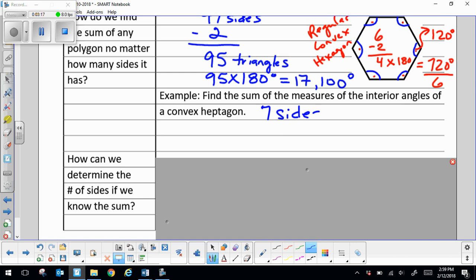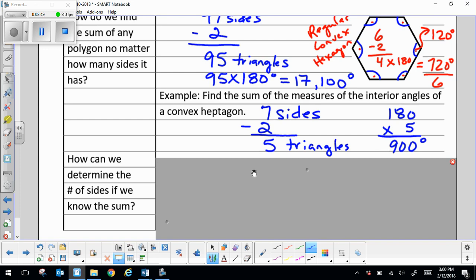So first I'm going to make sure I know how many sides my polygon has based on its name in this case. And then again, I know I need to take away 2 to come up with the number of triangles. So I've got 5 triangles, and I know that each triangle has 180 degrees, so I multiply 180 by 5. 180 times 5 gets me 900 total degrees of angle measures inside that heptagon.